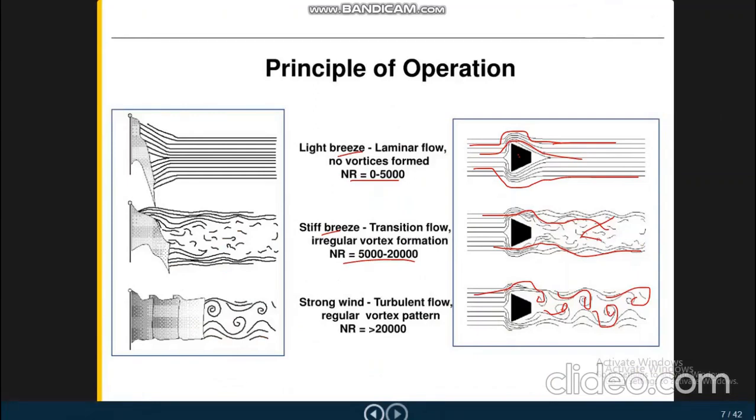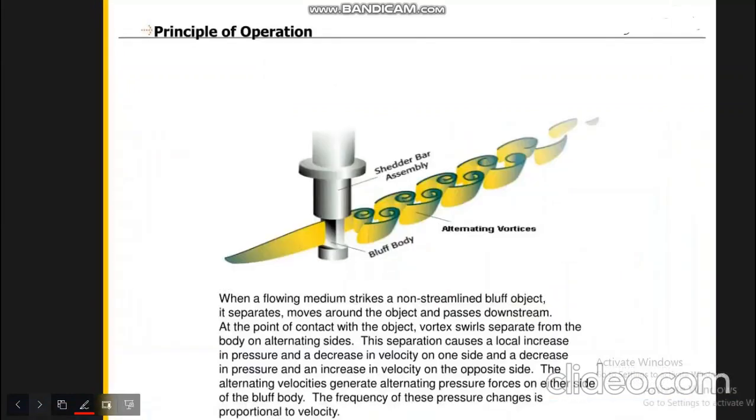These are the examples from nature we've got, and now we'll jump to the principles of operation of this vortex flow meter. Basically, if you look inside the vortex flow meter, you can find the shedder bar assembly, this is the bluff body, these are the alternating vortices, and this is the fluid, the liquid.